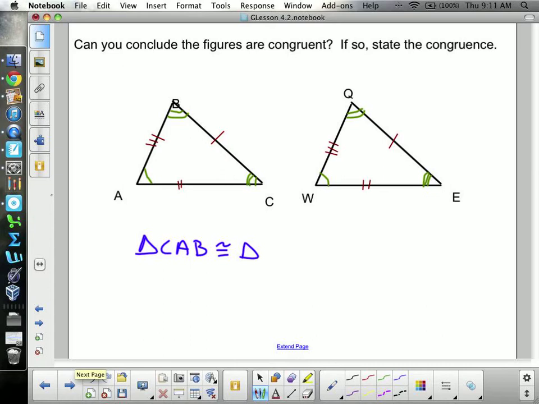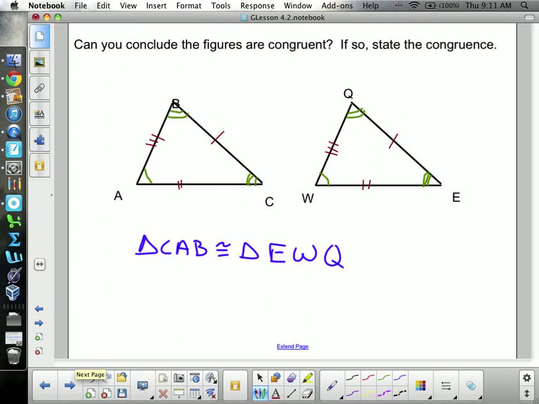First one is any order we want. The second one has to correspond to the first one. So angle C corresponds to angle E, and A corresponds to W, and then Q, B corresponds that way. So that would be a congruent statement for those triangles.